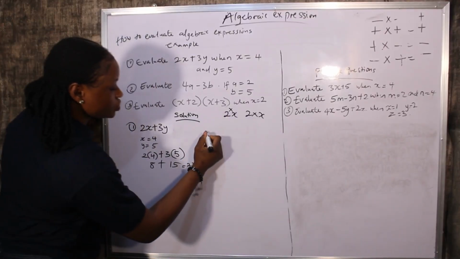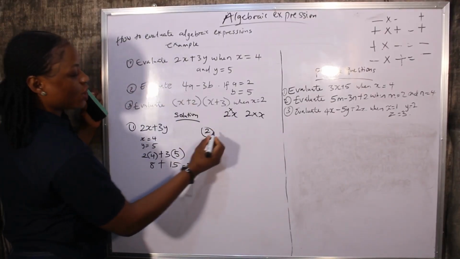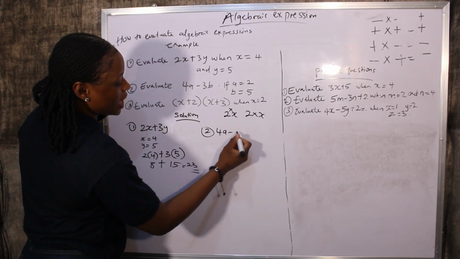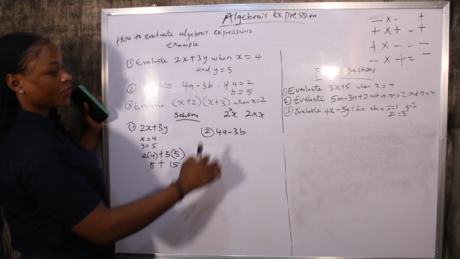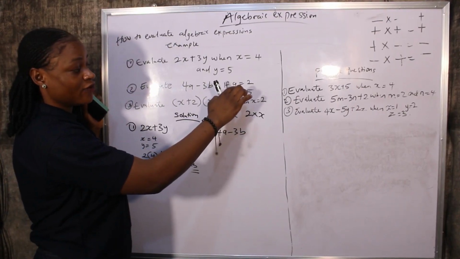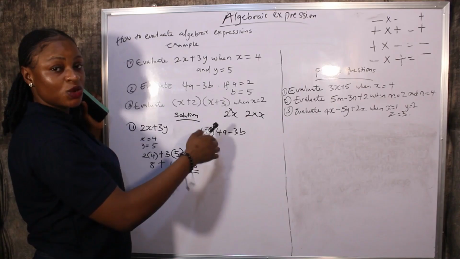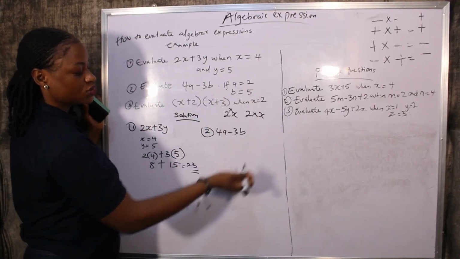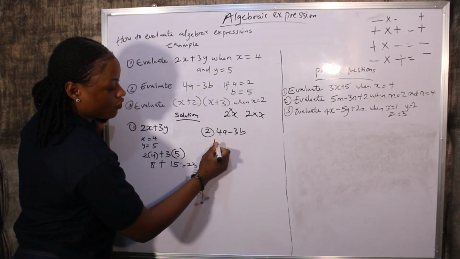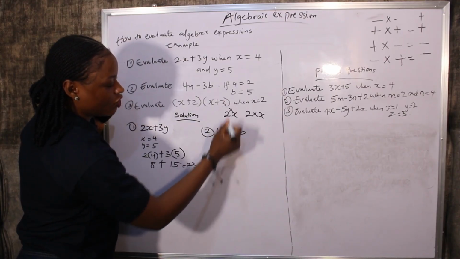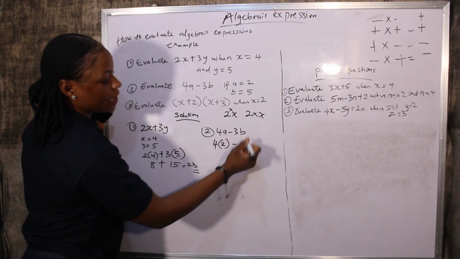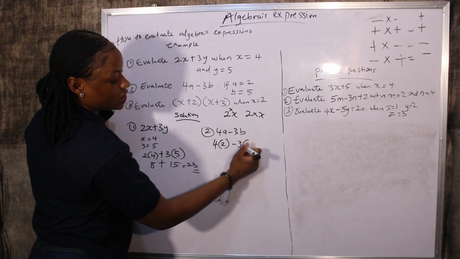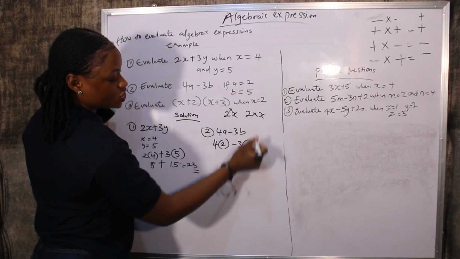So number 2, here we have 4a minus 3b. If you look at the question, they said the value of a is what? 2. So anywhere you see a, you are going to put 2. And anywhere you see b, you are going to put 5. So let's solve. 4 into bracket. The value of a is what? 2. Minus 3 into bracket. The value of b is what? 5.